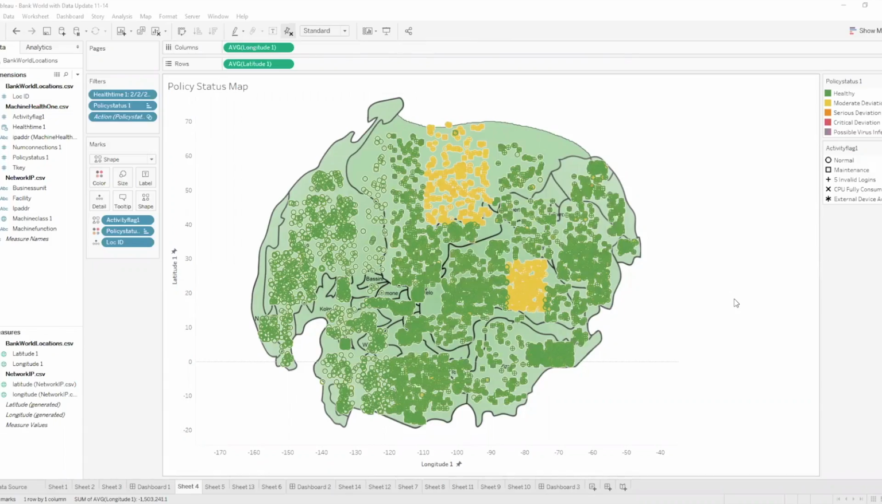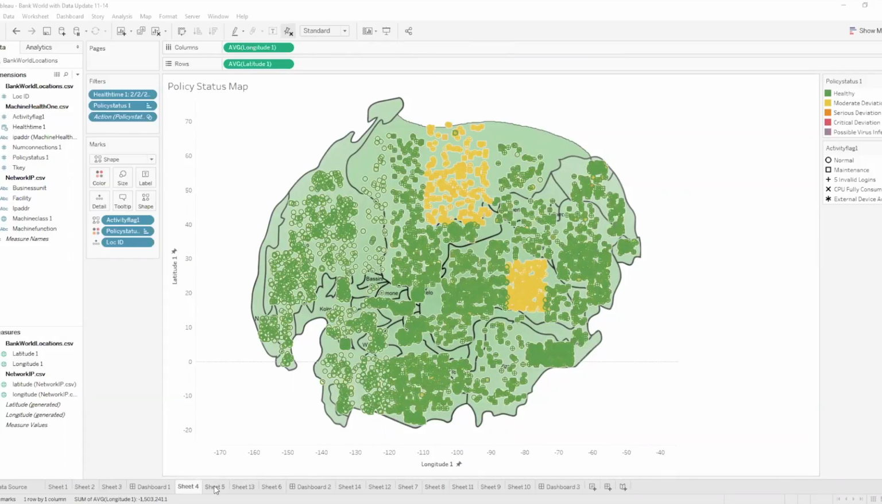In task 2, we were tasked with creating visualizations of the health and policy status of the entire Bank of Money enterprise as of 2 p.m. on February the 2nd. To create the visualizations of the healthy and unhealthy parts of the network, we created a map on Tableau to lay out our data points on.